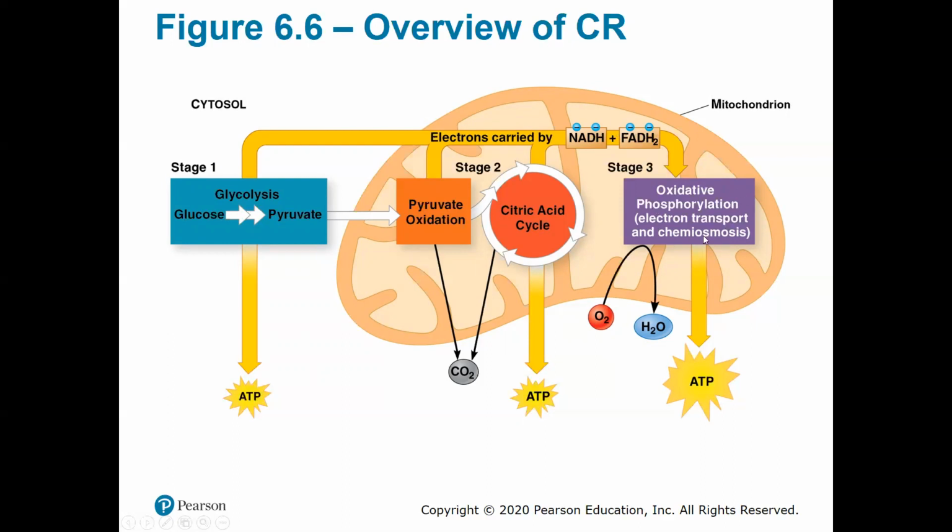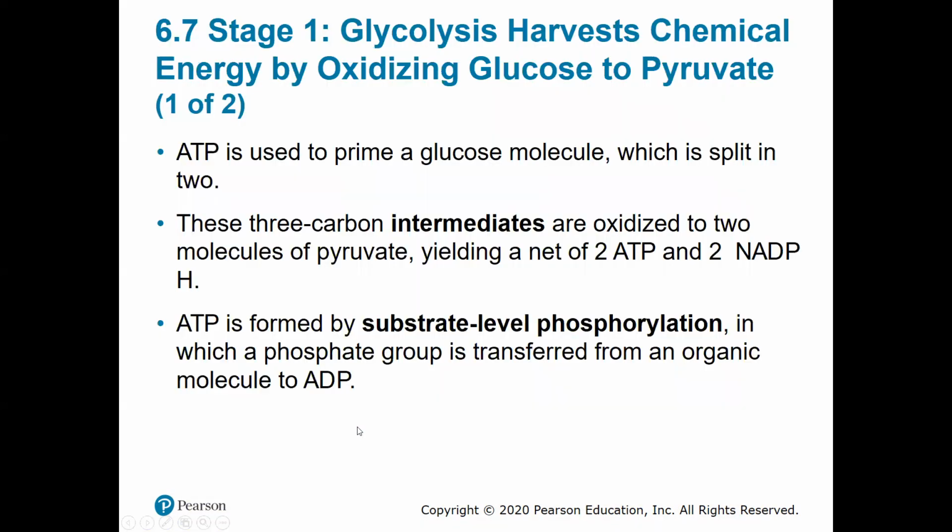And so it's the electron transport chain here that will use these molecules and create the majority of the ATP that is created in cellular respiration. And then finally, those electrons will be given to oxygen, where they will create water molecules, which is a waste product in cellular respiration. So let's go through each stage in more detail.